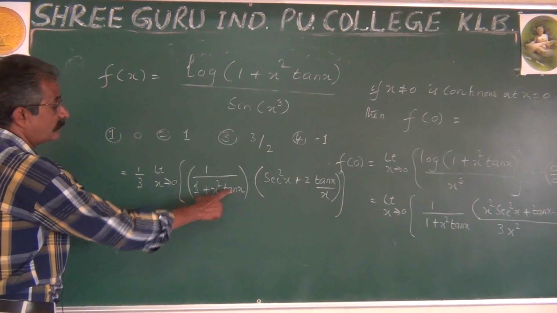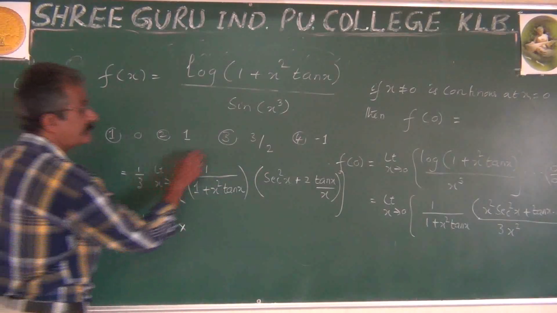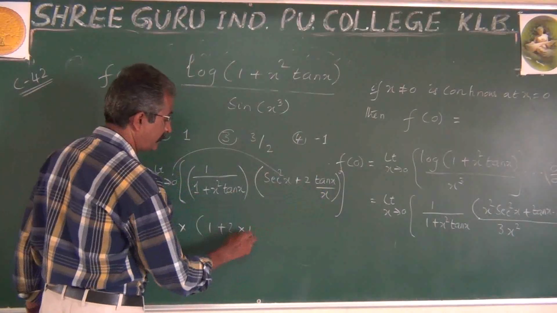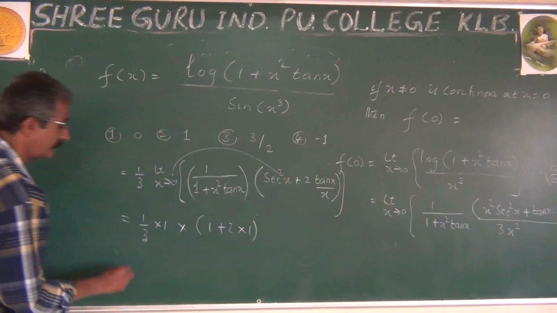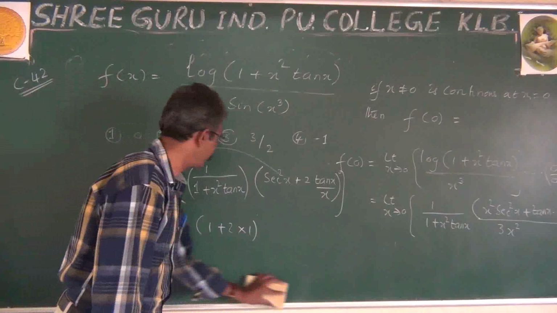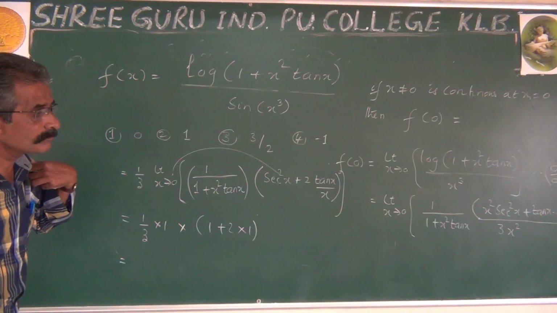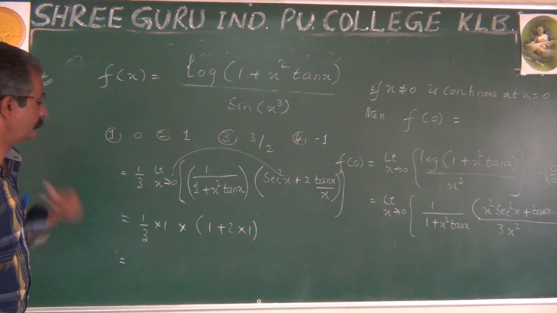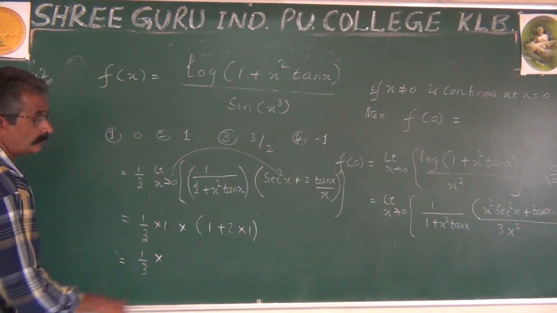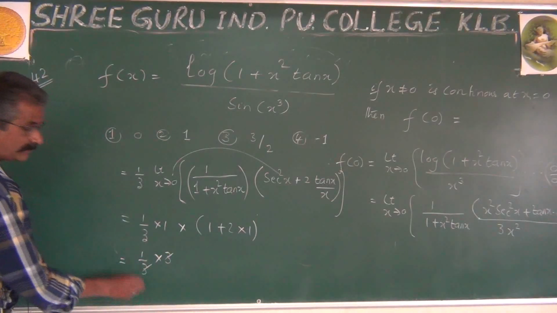What is x? 0. Tan 0, 0. 0 plus 1, 1. In here secant square 0, 1. 2 into limit of tan theta by theta is 1. That is the final answer. One by 3 into 2 into 1, 2, 2 plus 1, 3, 3 cancels, 1 is the answer.